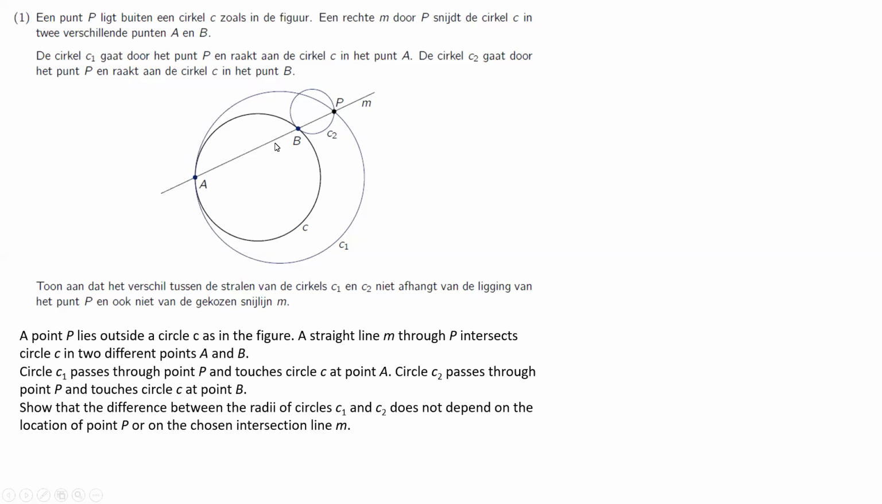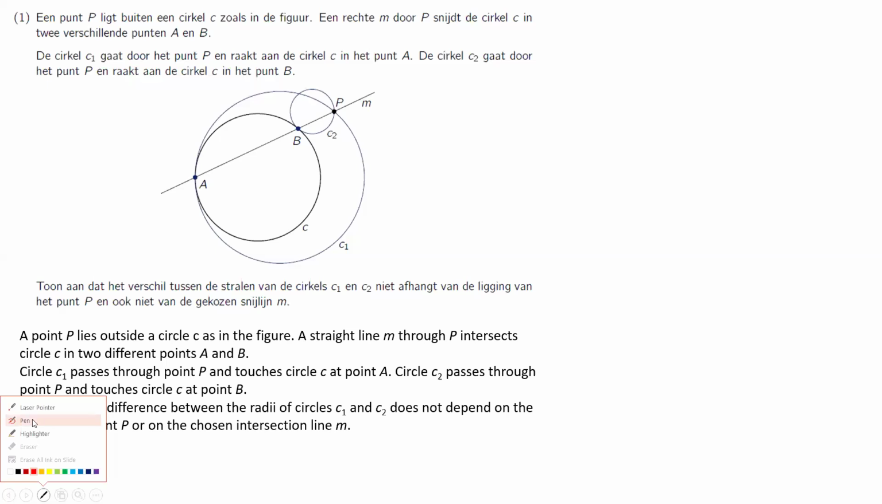And we are required to prove that the difference of the radii of C1 and C2 does not depend on the location of P or the choice of M. So meaning that P is a dynamic point, M is a dynamic straight line, but the difference between C1 and C2 is a constant. It's constant towards the position of P or direction of M.